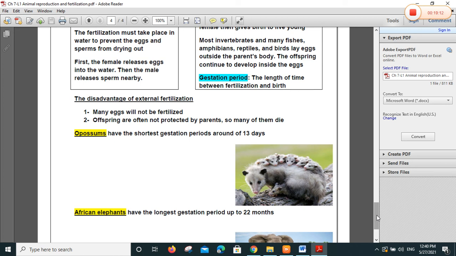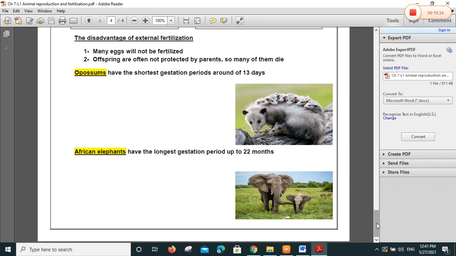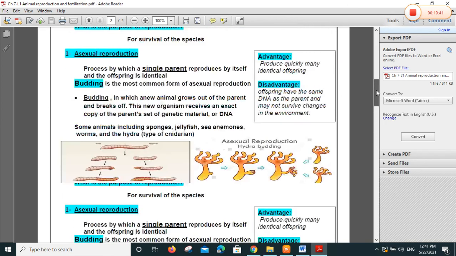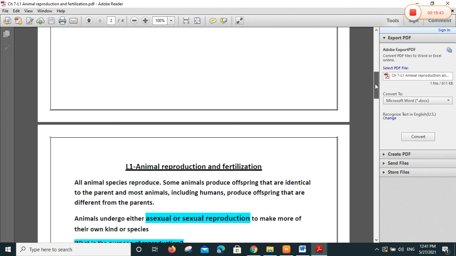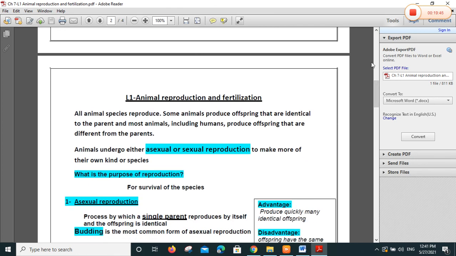We have two types of animals that undergo internal fertilization, and the gestation period differs from one to another. Opossums have the shortest gestation period, around 13 days only. And on the opposite end, African elephants have the longest gestation period, up to 22 months. Thank you, all of you. We finished the first lesson in chapter 7, animal reproduction and fertilization.